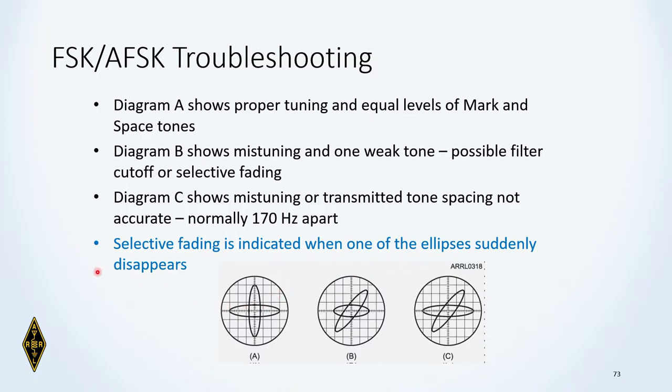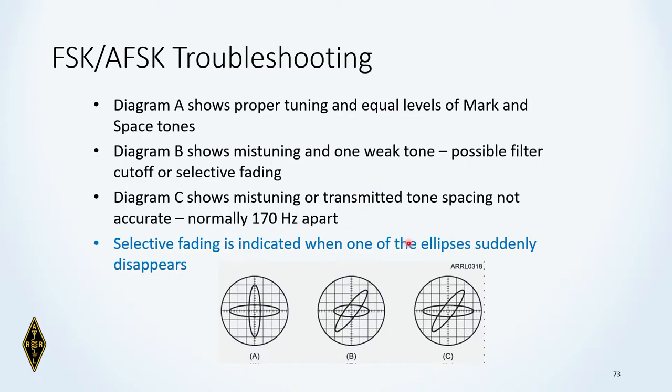The software that you're going to be using will normally have some kind of a graphic display showing mark and space. And the relationship between mark and space will help you to troubleshoot issues. So we'll come back to that. Diagram A shows proper tuning and equal levels of mark and space. These are about the same shape and size both ways. Diagram B shows mistuning. Different size, and they're not at right angles. So it could be a filter cutoff or selective fading going on.